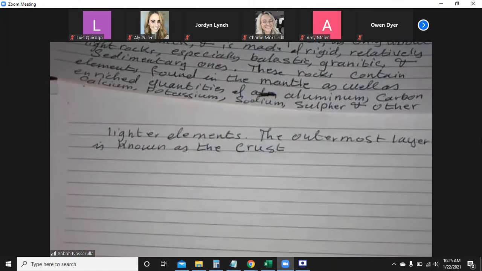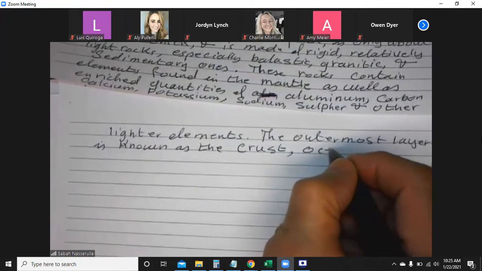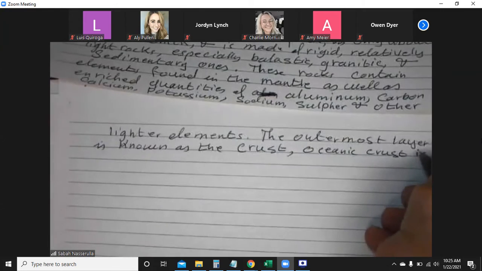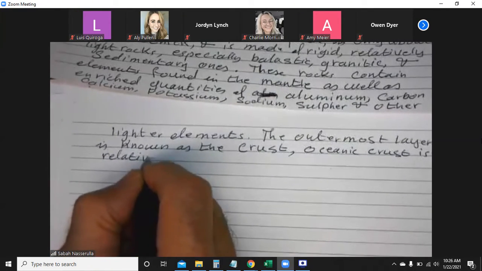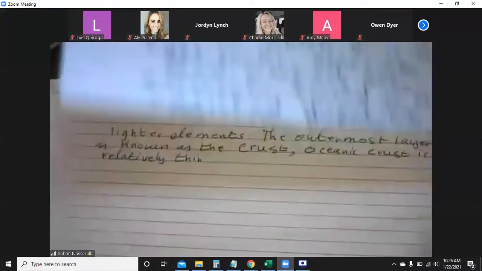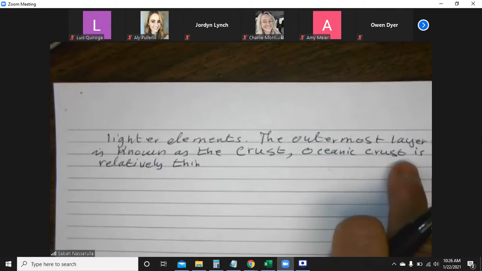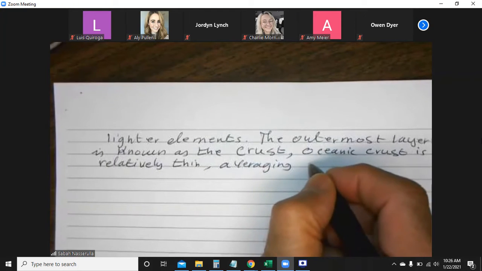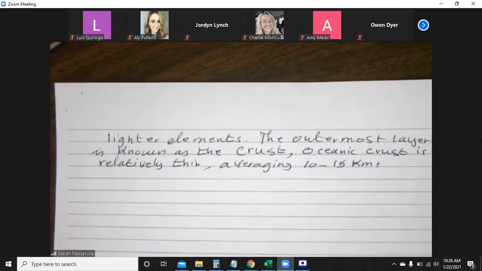Is known as the crust. And of course, in the case of the ocean, an oceanic crust is relatively thin. Oceanic crust is relatively thin, averaging about 10 to 15 kilometers thick.